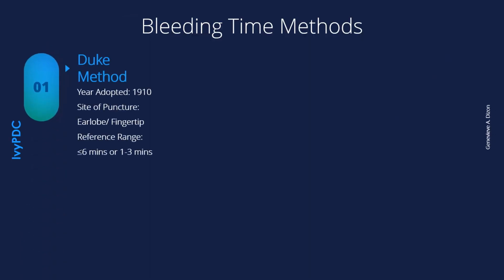These are the different methods for bleeding time. First is the Duke method, which was adopted in the year 1910. The site of puncture can either be the earlobe or the fingertip. Reference ranges can be less than or equal to 6 minutes or 1 to 3 minutes depending on your location and the reference material used.